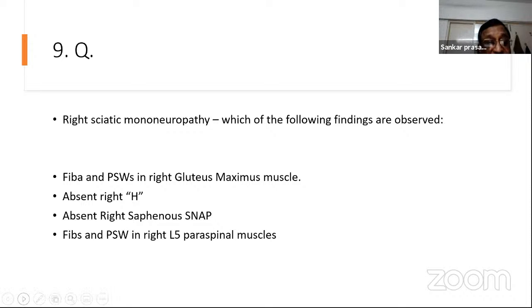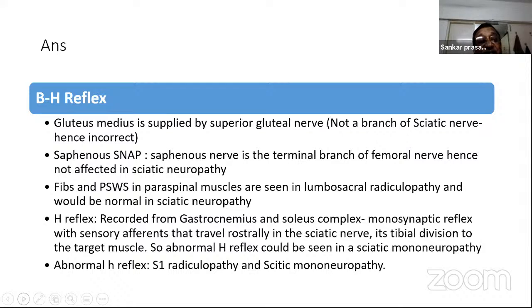Others are following, no? So it's not only for Suresh, everybody should know. Right. Gluteus maximus is supplied by the inferior gluteal nerve, not a branch of the sciatic nerve, hence incorrect. The saphenous SNAP is carried by the femoral nerve, hence not affected in sciatic neuropathy. Fibrillation potentials and positive sharp waves in paraspinal muscles are seen in lumbosacral radiculopathy and would be normal in sciatic neuropathy. The H reflex is recorded from the gastrocnemius and soleus complex. This is a monosynaptic reflex with sensory afferents that travel rostrally in the sciatic nerve, its tibial division, to the target muscle. So an abnormal H reflex could be seen in sciatic mononeuropathy and S1 radiculopathy.